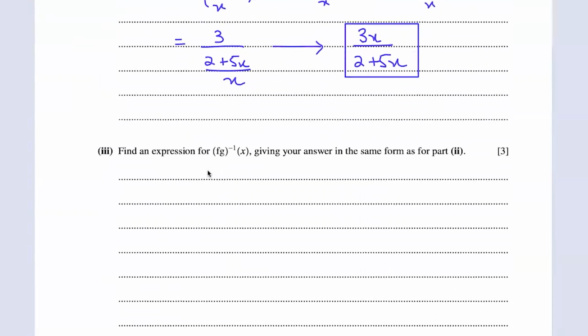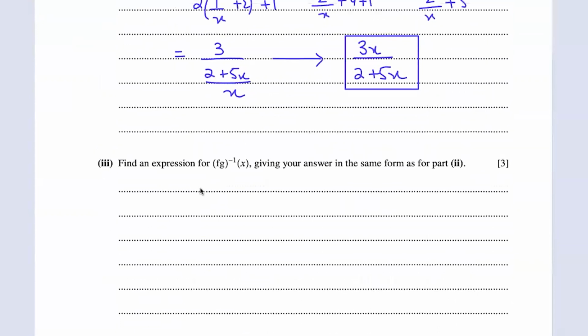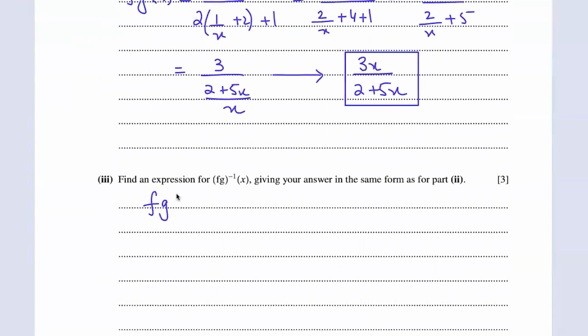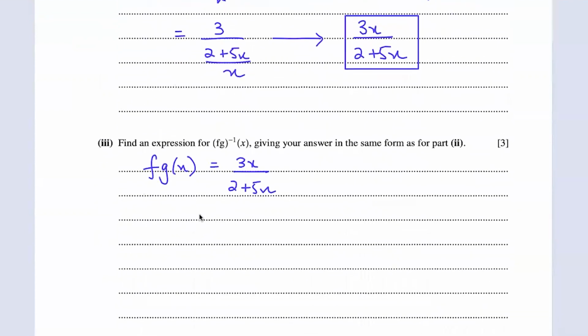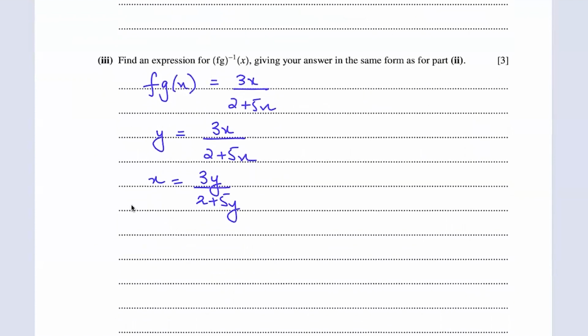In the next part, we have to find an expression for fg inverse. So we already have the function fg of x, which is 3x upon 2 plus 5x. For finding the inverse, first we write y in place of the function. In the next step, we exchange the values of x and y. So this will become x equals 3y upon 2 plus 5y. Finally, for finding the inverse, we'll make y our subject.